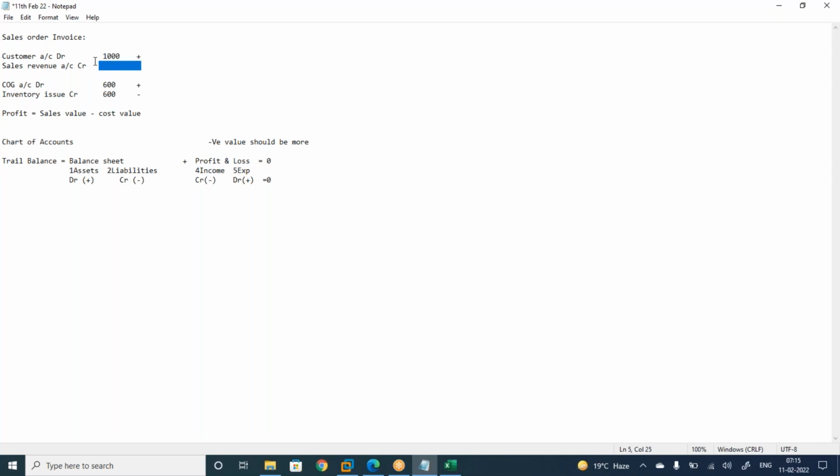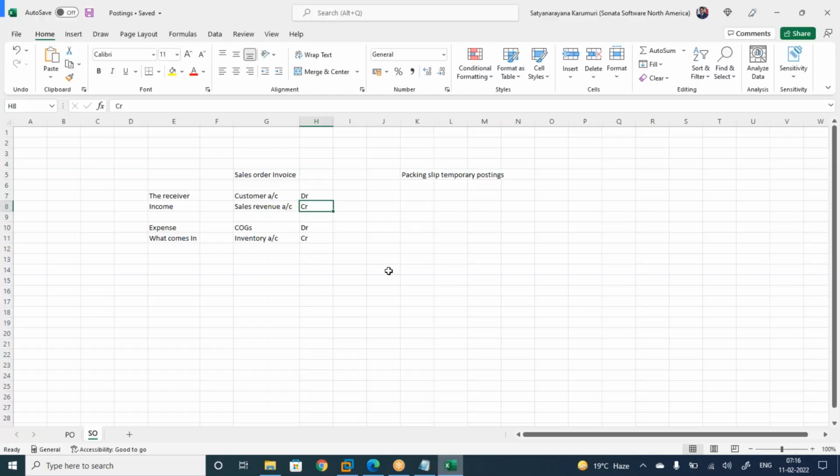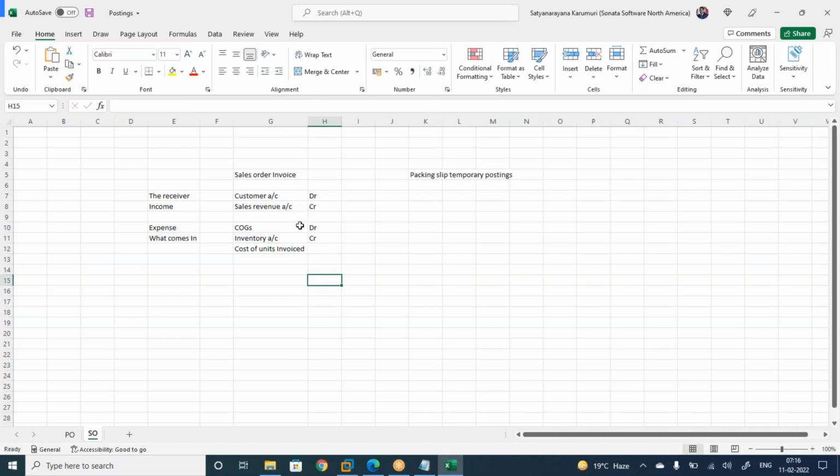So now, customer account debit to revenue account credit, and then COGS account debit to inventory issue account credit. So that's what we have written. In the system, this inventory is written as cost of units invoiced. Instead of inventory, the name of the field was cost of units invoiced.